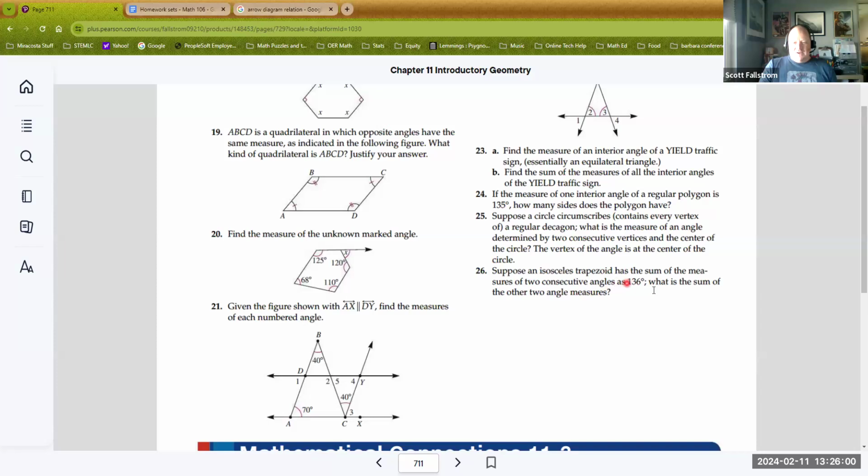Suppose an isosceles trapezoid has the sum of the interior measures of 2 consecutive angles is 36 degrees. What is the sum of the other 2 angle measures? Again, it is a trapezoid. Go back and see how many sides does it have? How many sides does it have? That'll tell you about the angle calculation.